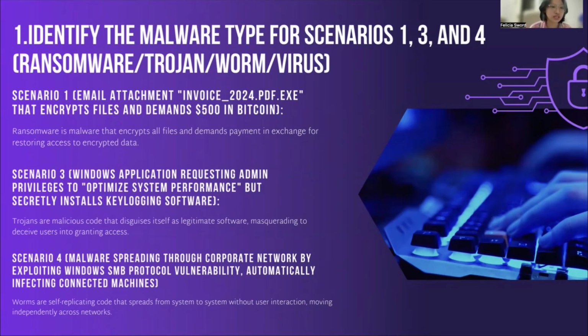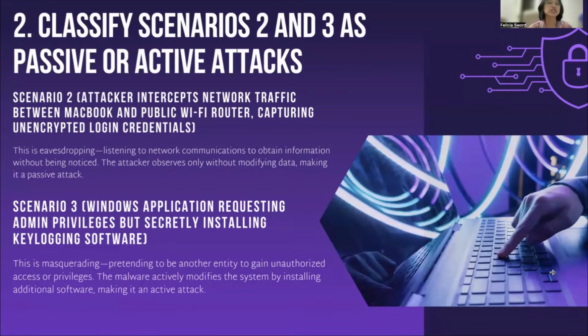Also, for scenario 3, we have Trojans because they are considered malicious code that disguises itself as legitimate software, masquerading to deceive users into granting access. While scenario 4 is an example of worms because they are self-replicating without user interaction and they move independently across networks. Question 2 is to classify scenarios 2 and 3 as passive or active attacks.